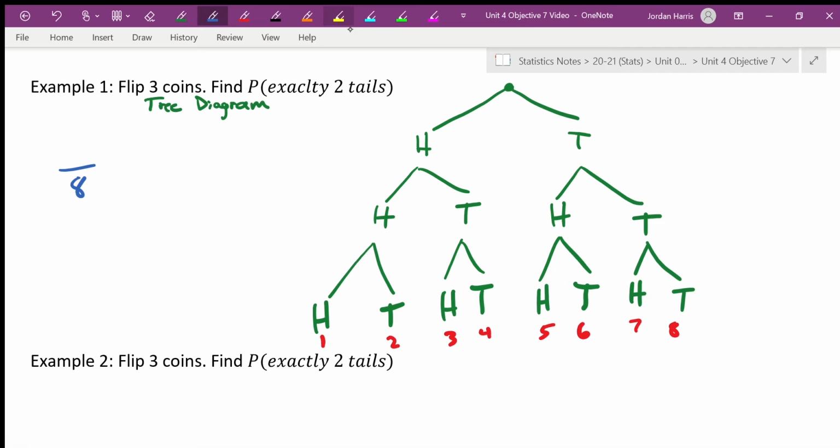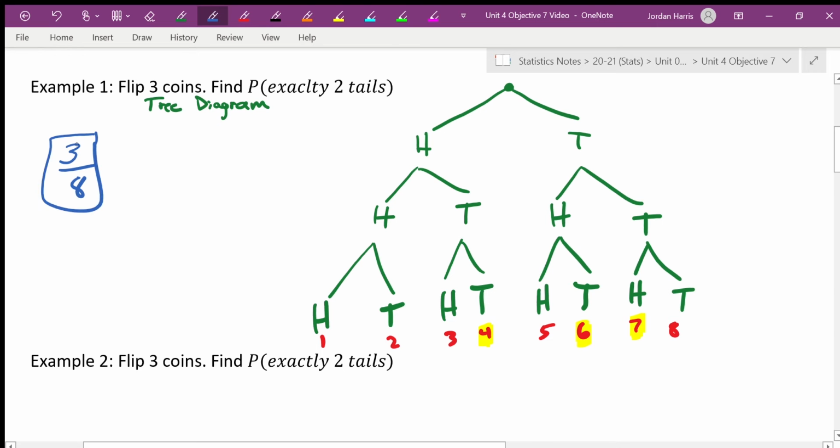Some of you probably have this memorized. I'm looking for exactly 2 tails. So heads, heads, heads. Nope. Heads, heads, tails. It only has 1 tails. Heads, tails, heads. Nope. Heads, tails, tails. There we go. There's 1. Heads, tails, tails. 2 tails right there. Tails, heads, heads. Nope. Tails, heads, tails. Oh, there's another one. Tails, tails, heads. There's another one. And tails, tails, tails. Well, that's actually 3, but I want exactly 2, so that's too many. So 3 out of 8 is my answer.